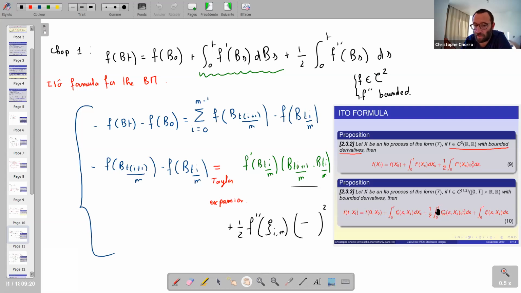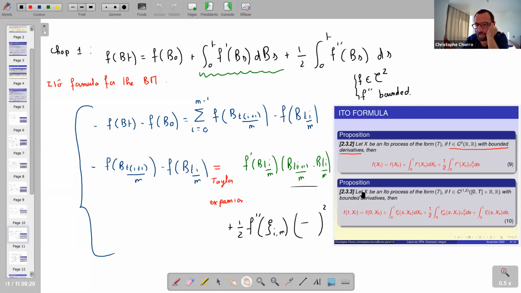Make appear increments, use Taylor expansion, and then pass to the limit. Okay, so nothing complicated for this one. It's the Ito formula, with a time dependency. Now my objective will be to relax hypotheses on f in order to obtain such formulas.